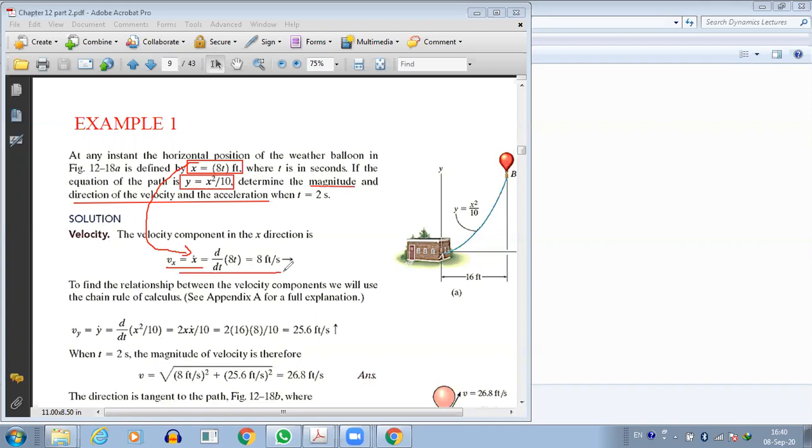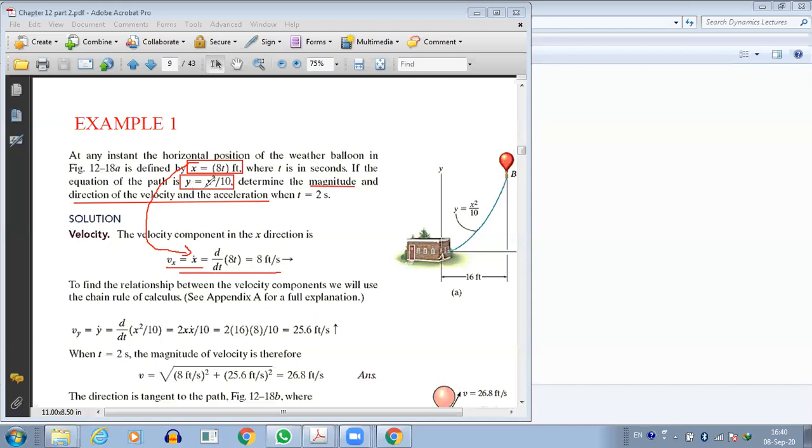Now the problem will come here. X was given as a function of time, but is y also given as a function of time? No, y is given as a function of x. Now there are two ways of dealing with this problem. One way is that you just substitute the value of x in here, then y will also be a function of time, and then you can find Vy without any problem. So this is also correct, but the book has used a second methodology. What they did is that they differentiated it in the same way as it is.